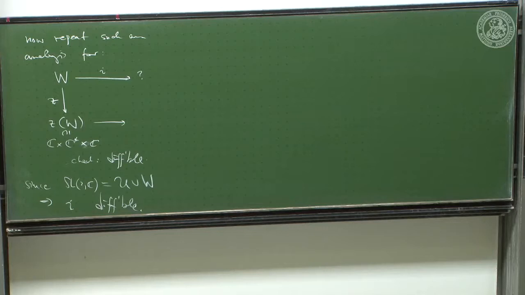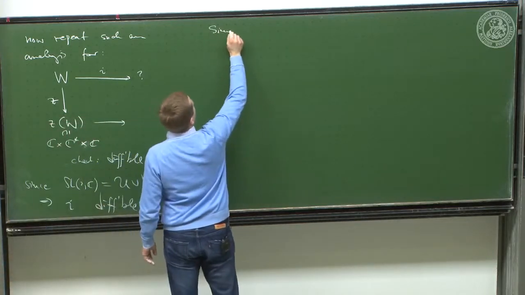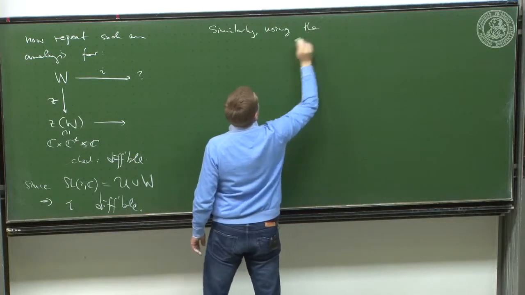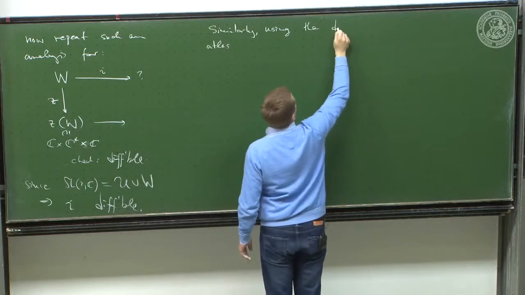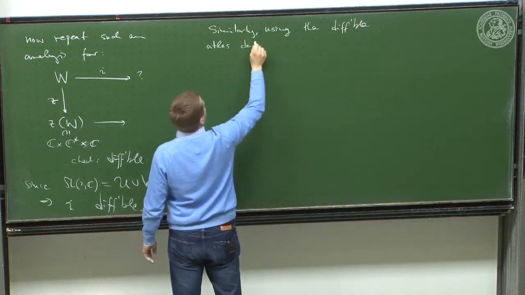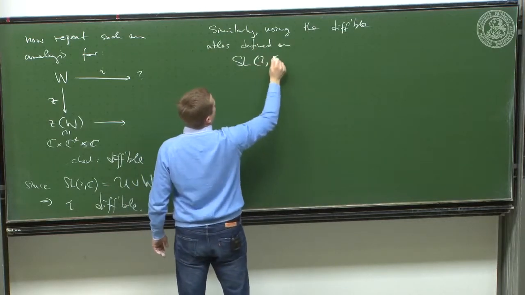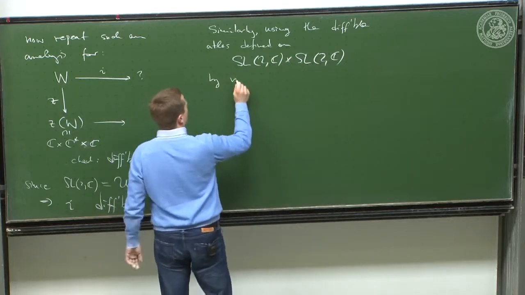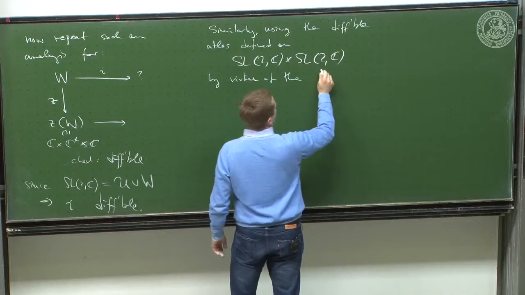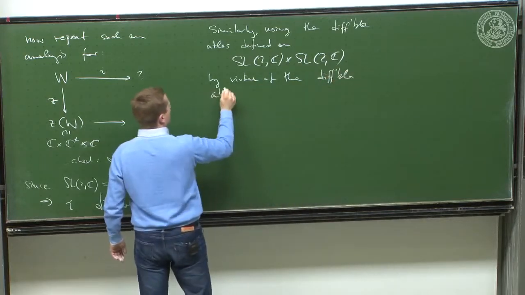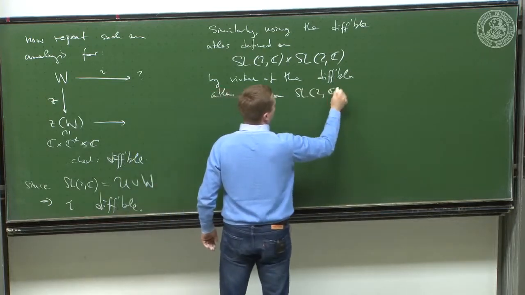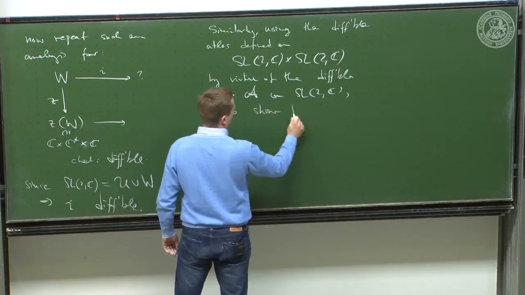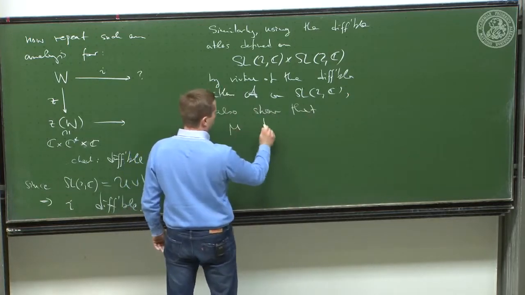Okay? So we found that this inversion map is differentiable, and similarly, using the differentiable atlas defined on SL2C cross SL2C, by virtue of the differentiable atlas A on SL2C, so inherit this, I remarked this before, we also show that mu is differentiable.